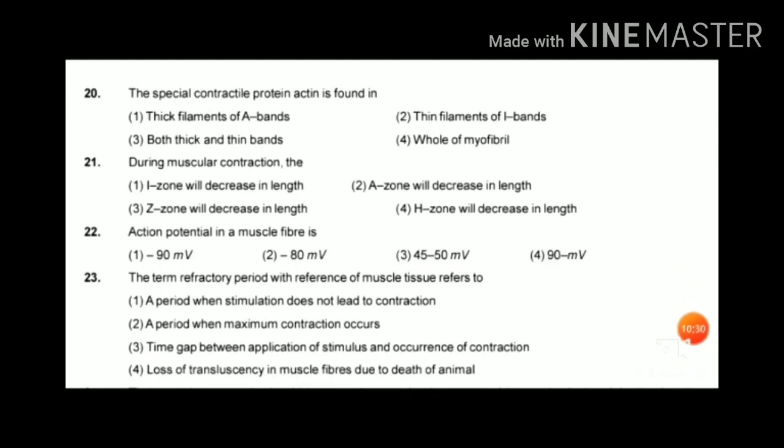The term refractory period with reference to muscle tissue refers to: number 1, a period when stimulation does not lead to contraction. Number 2, a period when maximum contraction occurs. Number 3, time gap between the application of a stimulus and occurrence of a contraction. Number 4, loss of translucency in the muscle fiber due to the death of animal. And the answer is option number 1, a period when stimulation does not lead to the contraction.